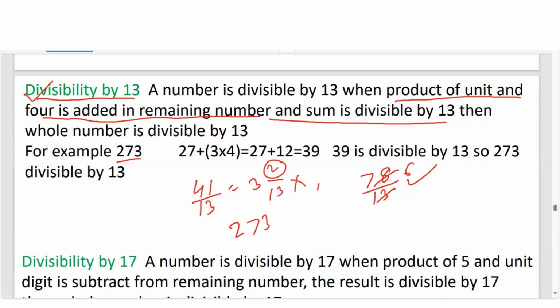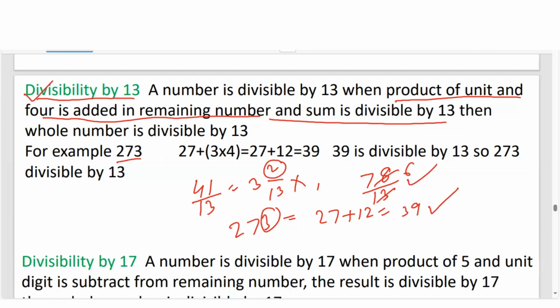Just like see here, 273. So the unit is what? 3. So what we are doing? 27 is the remaining number. And then 3, so 3 into 4 is what? 12. So what are we getting? 27 plus 12 is 39. Everyone knows 39 is divisible by 13. So yes, this number is divisible by 13. In this way, for any number given, you can check.